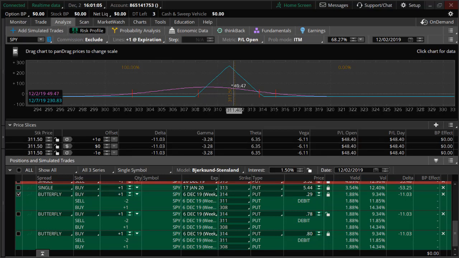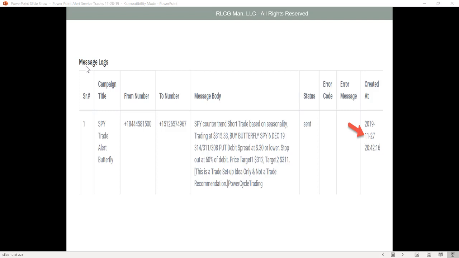That was the trade setup based on that seasonality for the potential for it to turn down, and then using our momentum indicators for giving us good precision entry. Here is my message log for our alert service. We actually texted this trade out last week, Wednesday the 27th. This is GMT, so that was around 2:42 Central. That 2042 is 2:42 Central. Here you can see the trade setup that was texted out.